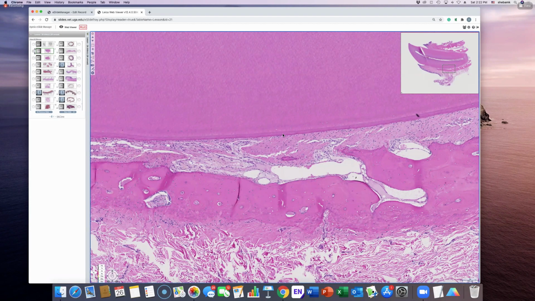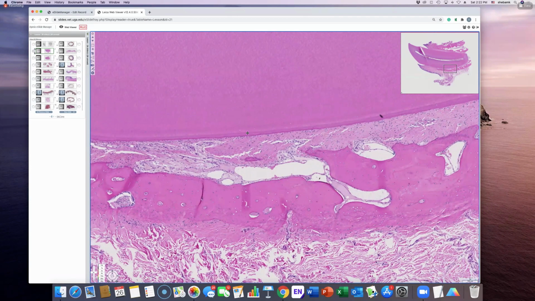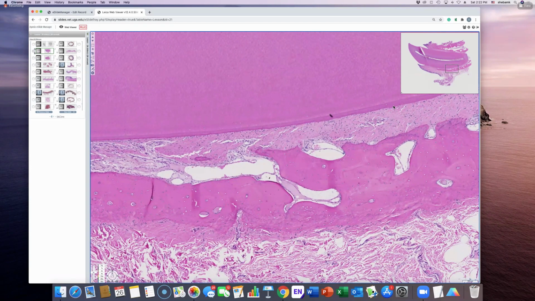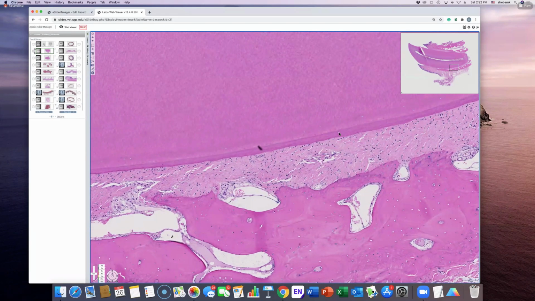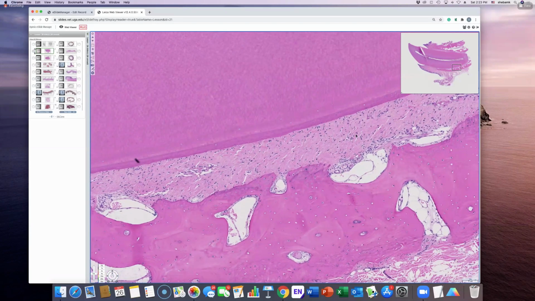So this outer surface of the root of the tooth is called the cementum. It looks very much like bone. Here you have osteocytes and lacunae. There you have cementocytes and lacunae. And it helps the tooth attach to the alveolar cavity by means of this periodontal ligament.